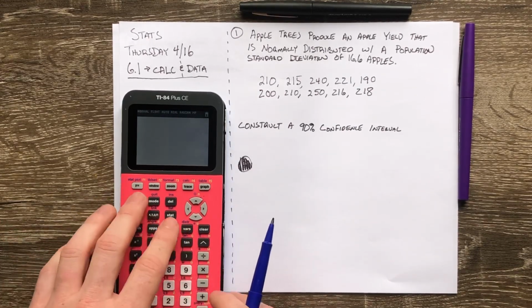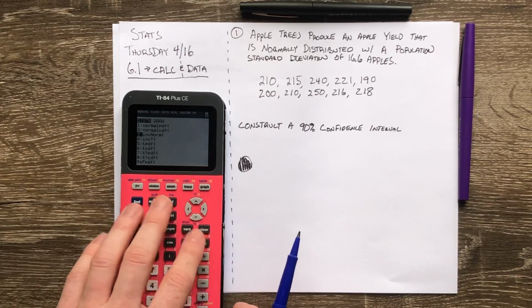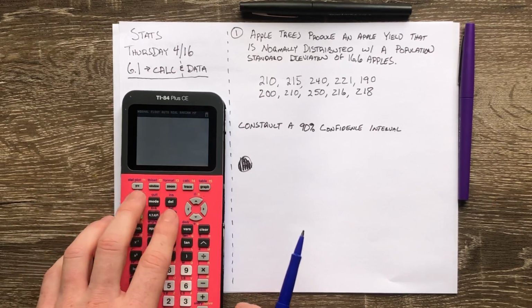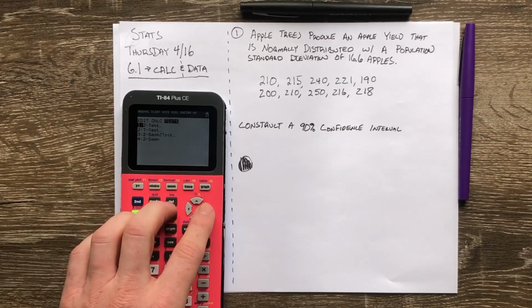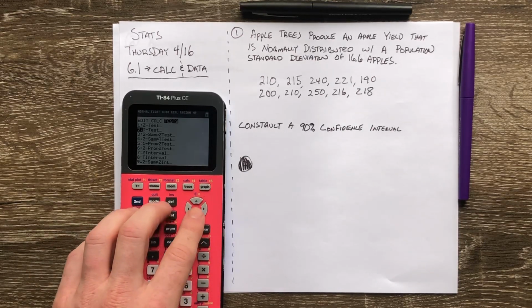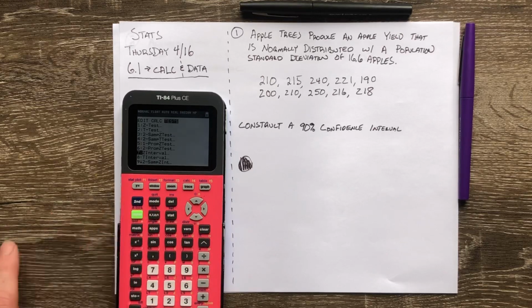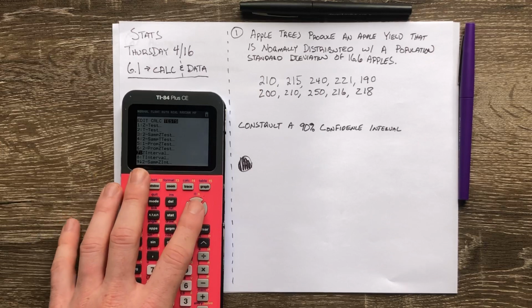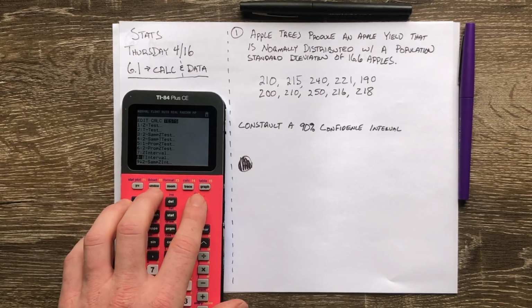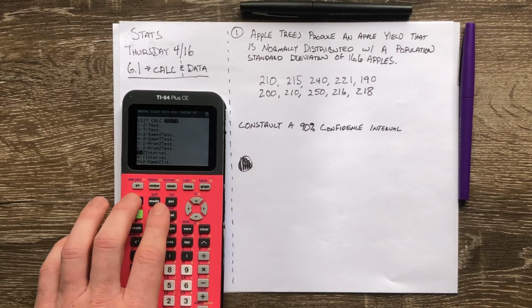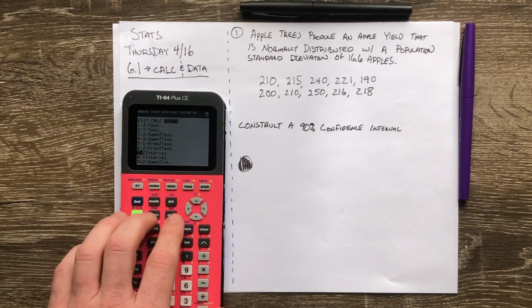So normally you go second distribution, we do our invert norm trick, right? But now there's actually an easier way to do it. You go stat over to test, and then you go down to number 7 where it says z interval, right? So there's two types of tests for means. There's something called a z-test and something called a t-test. We're going to use the z because we're talking about z-scores. We're going to talk about t-scores next week.